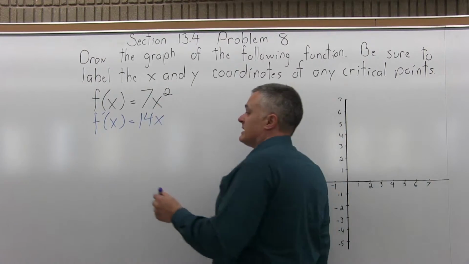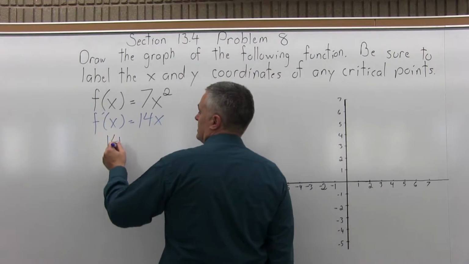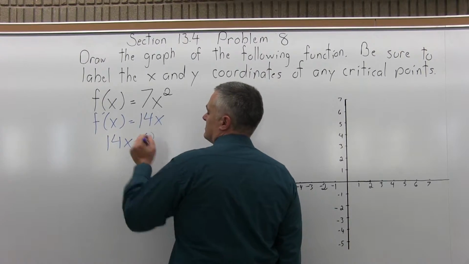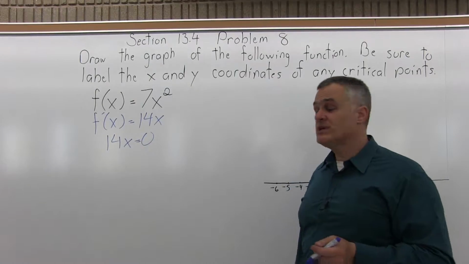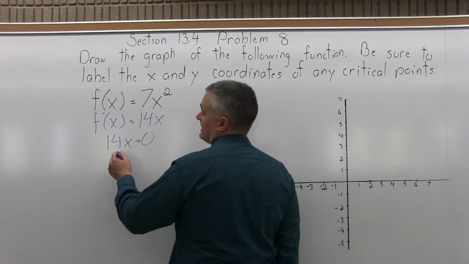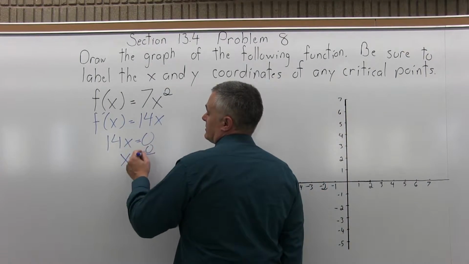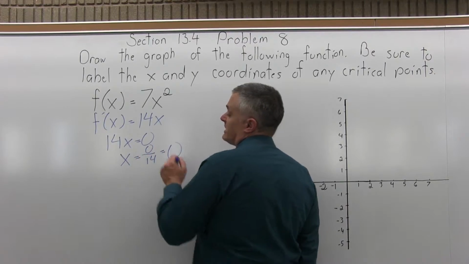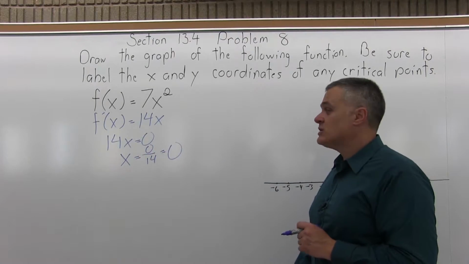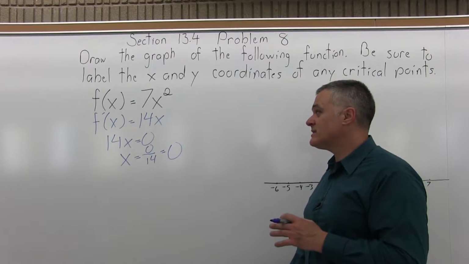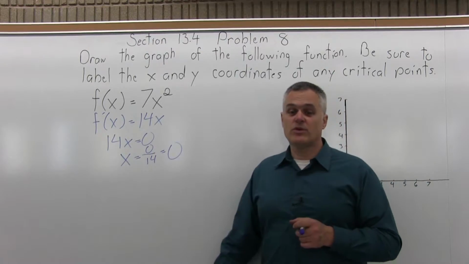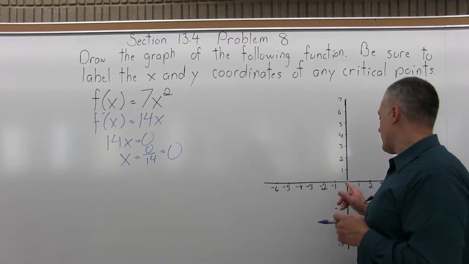So, step 2 is set it equal to 0. 14x equals 0. Step 3, solve for x. I'm going to divide away the 14. X equals 0 over 14, which reduces pretty nicely to 0. So x is 0. So I do have some type of a critical point, or a point with a horizontal tangent line, when x is 0.